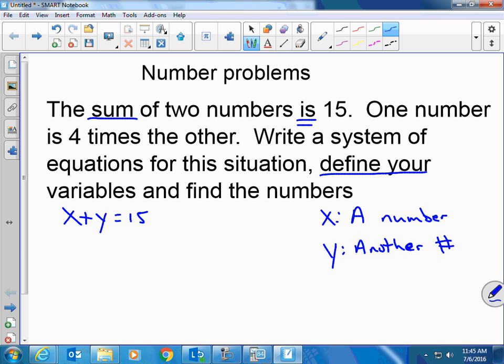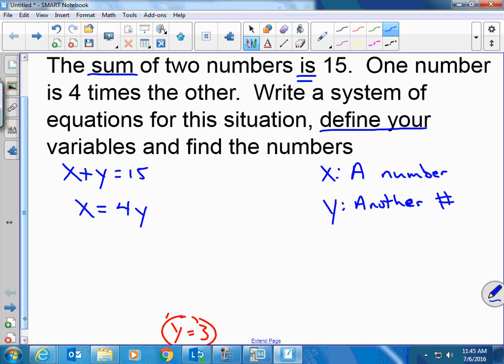Second sentence. One number. Which number? I don't know. Does it matter? No, it just says one of the numbers is 4 times the other number. Sometimes it will matter which one. In this case, it does not. One of the numbers. You could have said Y equals 4 times X. Okay? So one number is 4 times the other. We have our two equations. So now we can solve.